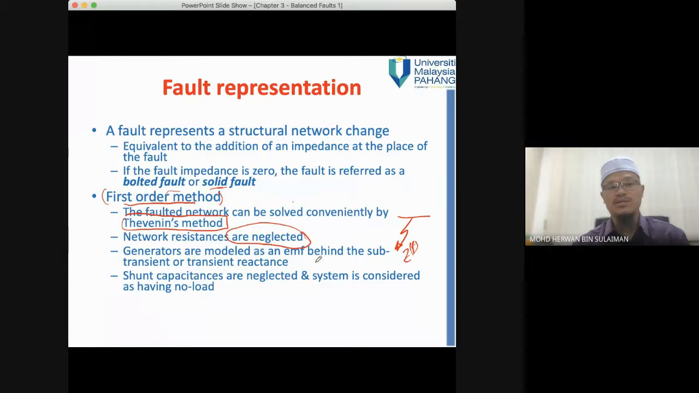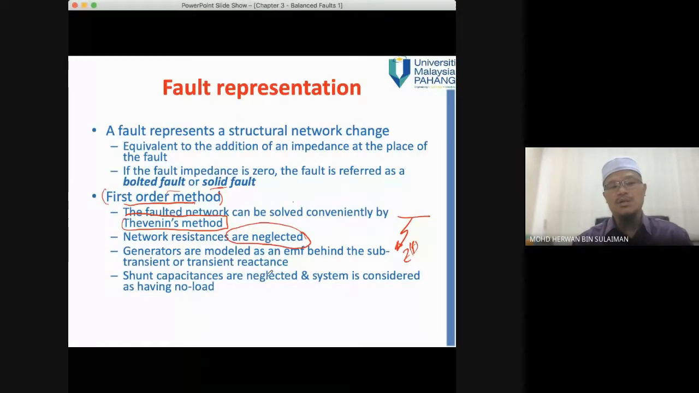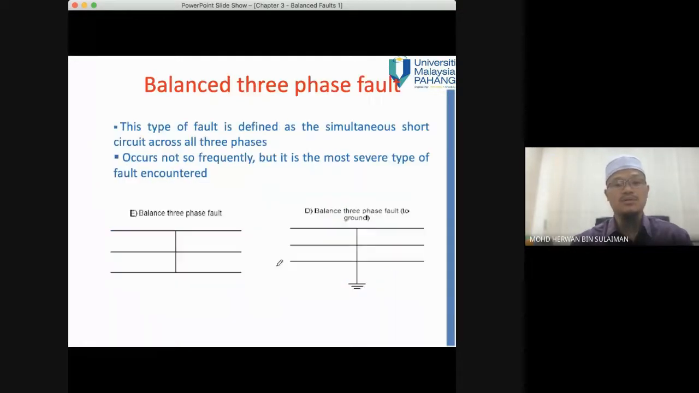So we model as EMF behind the subtransient. So that's why yang tadi tu kita ada X"d dengan X'd ataupun transient period. And shunt capacitance we ignore, and system is considered as having no load. Kalau boleh juga kalau saya nak buat ada load. So depend pada soalan ni.